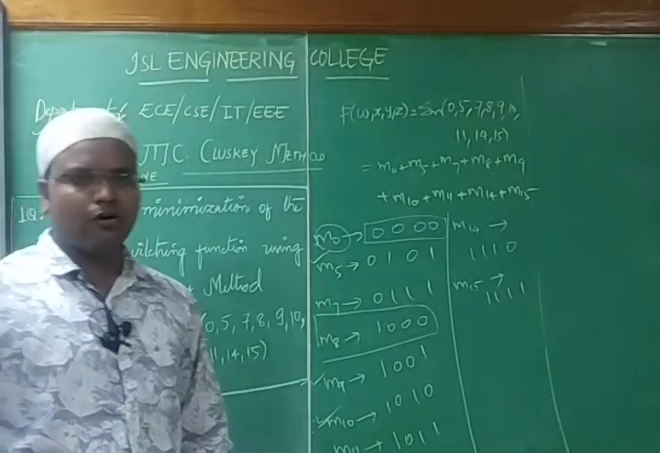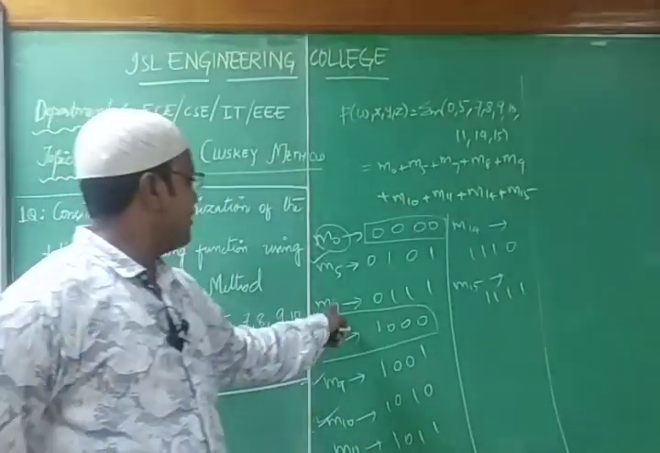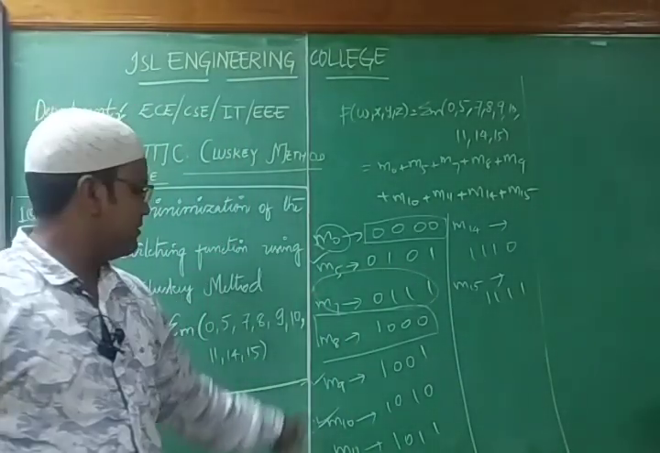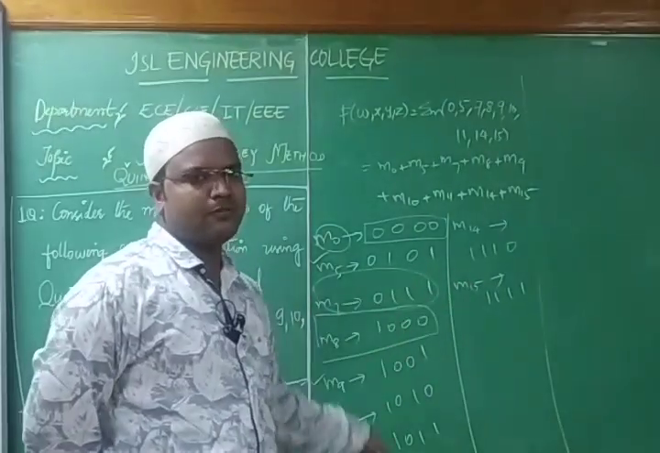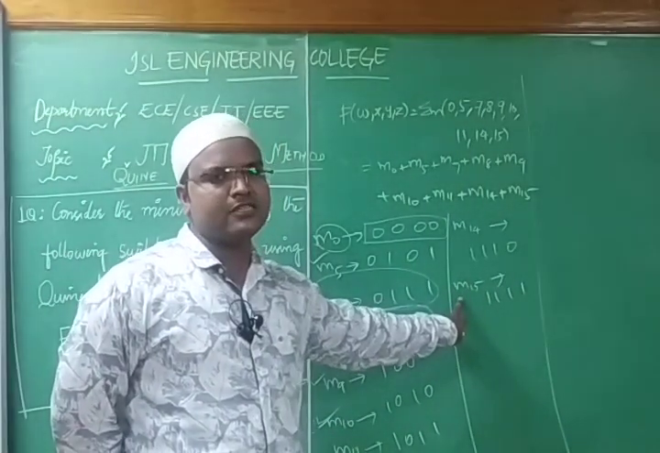Next we go for index 3. What is index 3? The number of ones needs to be 3. In that, m7 comes under index 3. Likewise I can go for m11 and m14. So these three values come under index 3. Likewise I can take m15. What is m15? It's nothing but index 4.